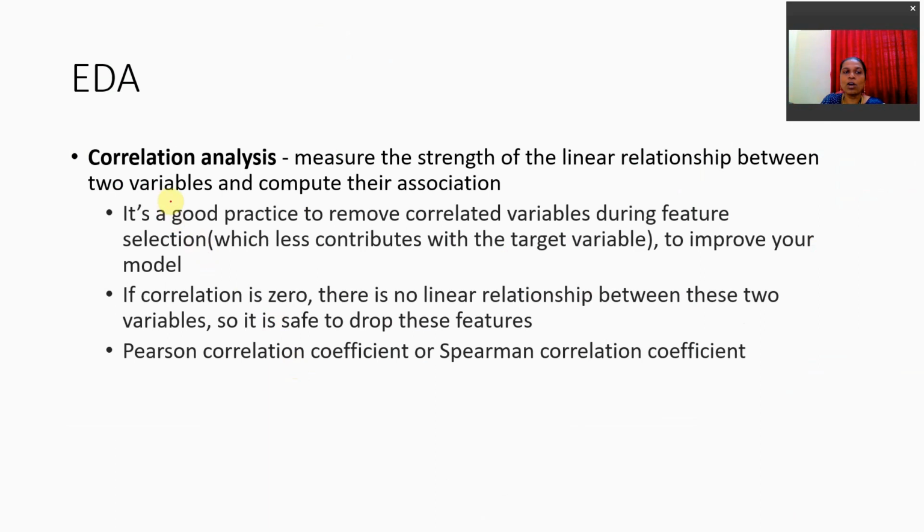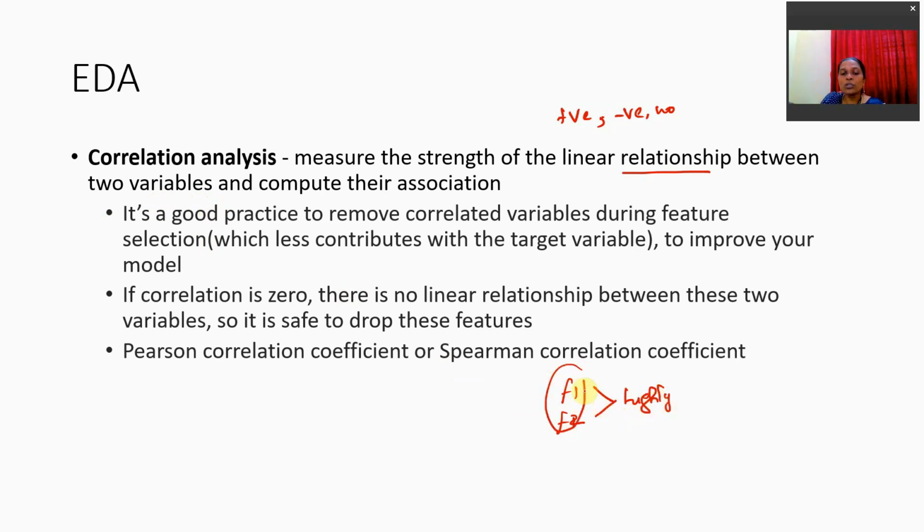The next type of analysis is called correlation analysis. Correlation analysis is mainly used to identify the linear relationship between two variables, and it also specifies how strongly they are associated, whether positively correlated, negatively correlated, or not correlated. That information, how much one variable affects another, you can identify using correlation analysis. Consider two features that are highly correlated.